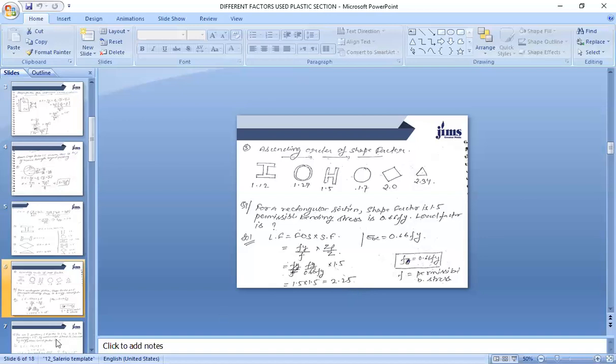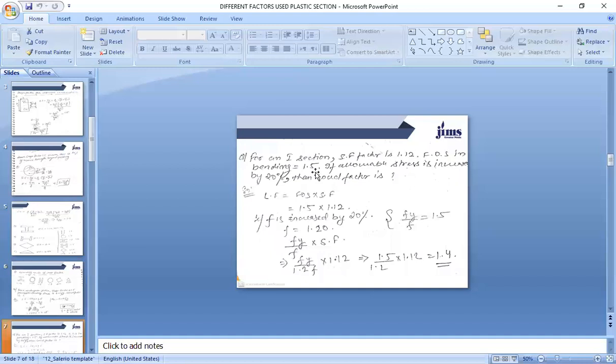It's very simple. Next, for an I section, the factor of safety in bending is 1.5. If the allowable stress is increased by 20%, calculate the collapse load. Load factor is factor of safety into shape factor. The factor of safety is given as 1.5, and for an I section the shape factor is 1.12. F is increased by 20%, so F becomes 1.2 F. Load factor is Fy upon F into shape factor; Fy stays as it is, and F is 1.2 times. By solving this, we get the value of 1.4.